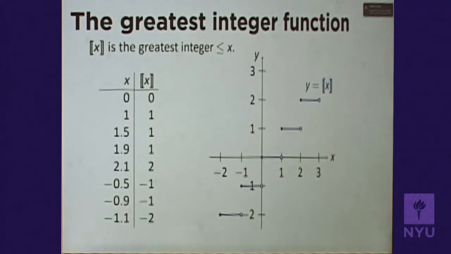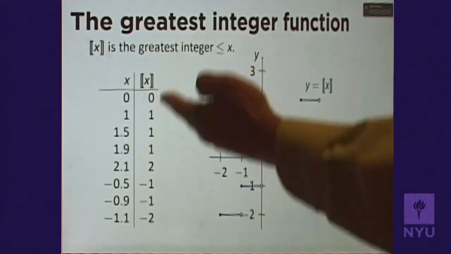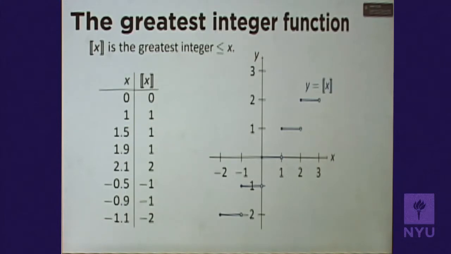Here's an interesting example. It's a function that we don't see very often but has its uses. This double bracket notation means the greatest integer less than or equal to the input x. So we read this the greatest integer function. I've got some values of the greatest integer function to help you get familiarized with it.